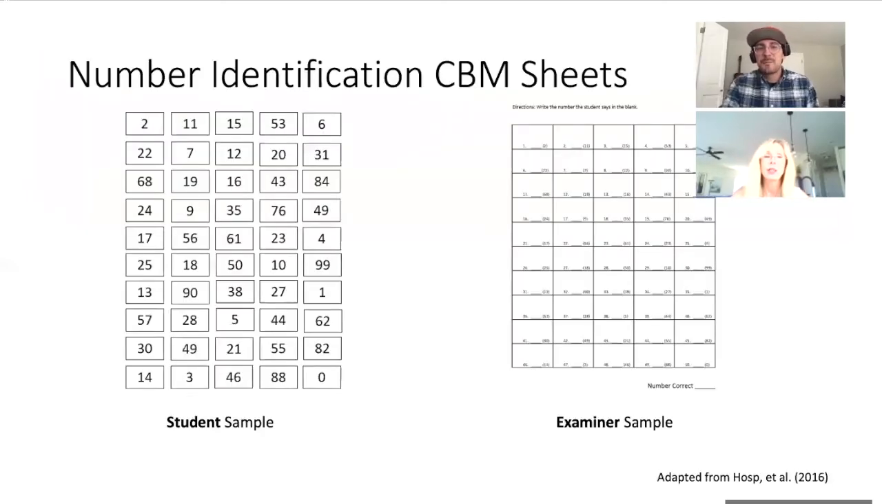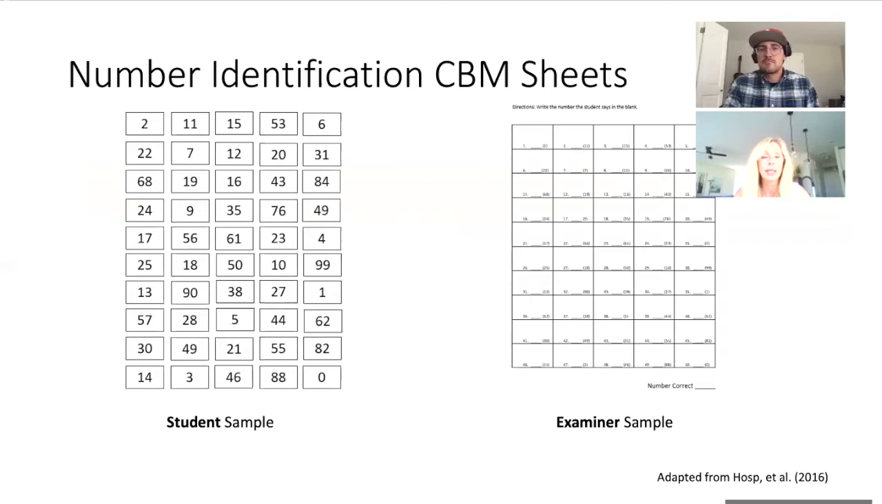So again, on the left, you have an example of a student sample. This has boxes with random numbers placed within the boxes. The students are going to identify the numbers, again, in order according to the directions that are part of your protocol. In this example, you would point out that they're going to go from the first box in the top left-hand corner, from left to right, and then down to the row below.